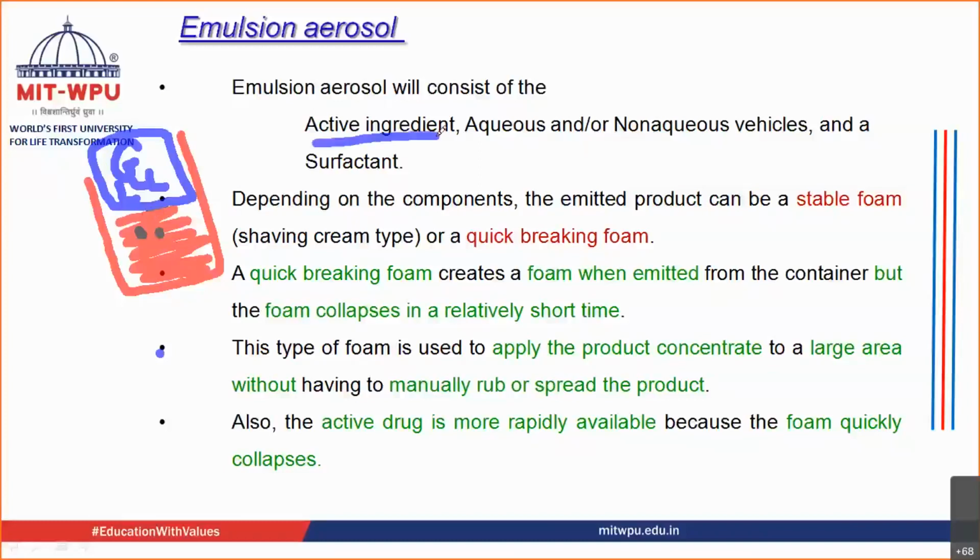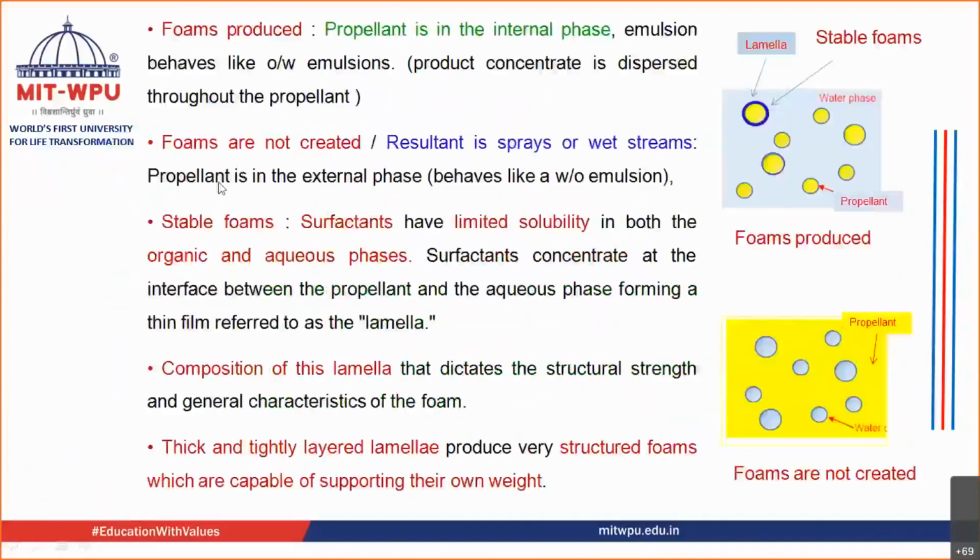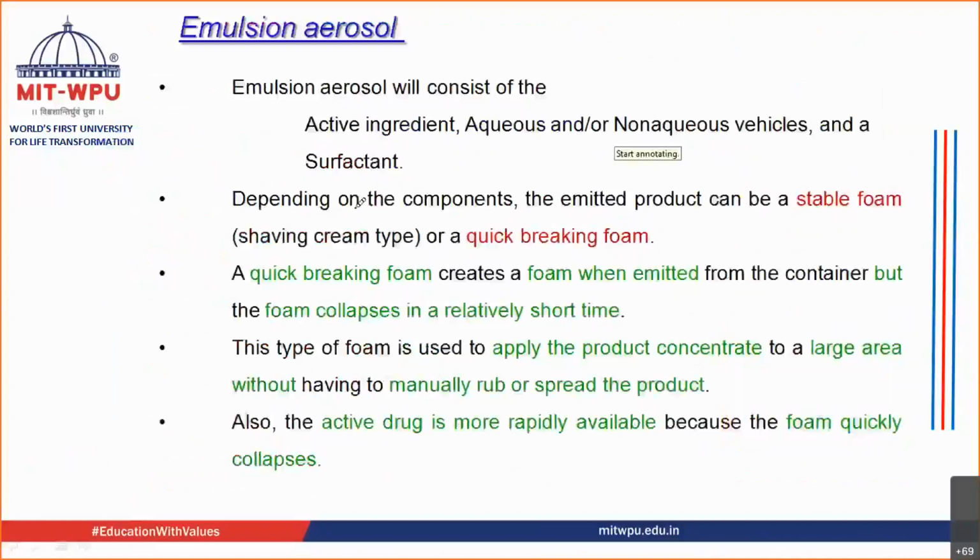So it consists of an active ingredient, an aqueous or a non-aqueous vehicle, and a surfactant, so that it can form a film around the globule and remain stable. Now, depending upon the components, you can get whatever is getting emitted: a stable foam or a quick breaking foam. Usually if you see shaving cream, there a stable foam is required. There are some advantages of stable foam, and there are some advantages of quick breaking foam also.